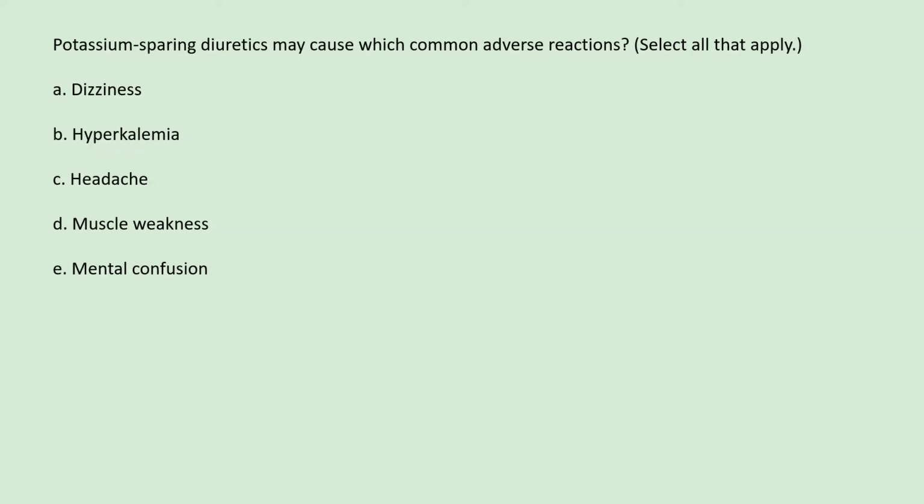Potassium-sparing diuretics may cause which common adverse reactions? Select all that apply. A. Dizziness. B. Hyperkalemia. C. Headache. D. Muscle weakness. E. Mental confusion.